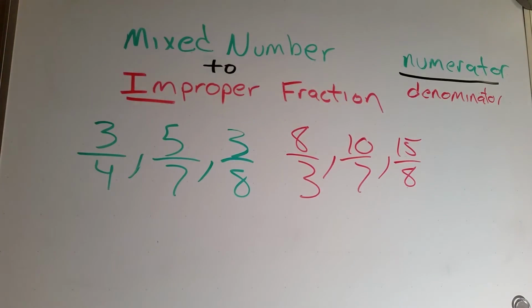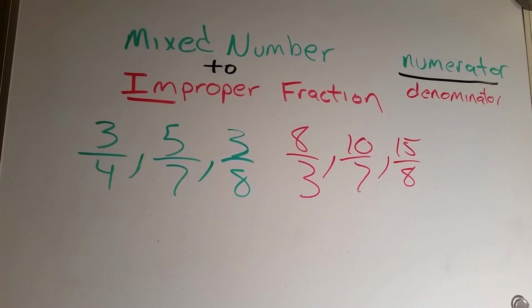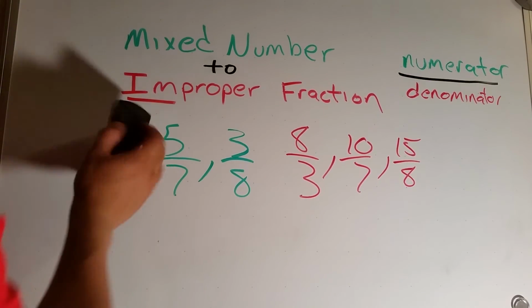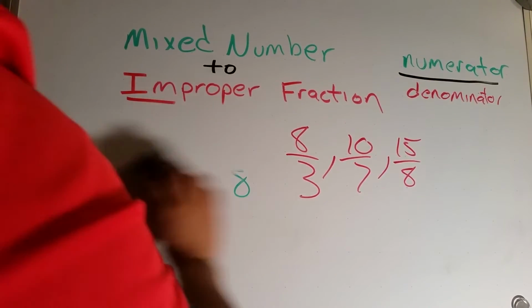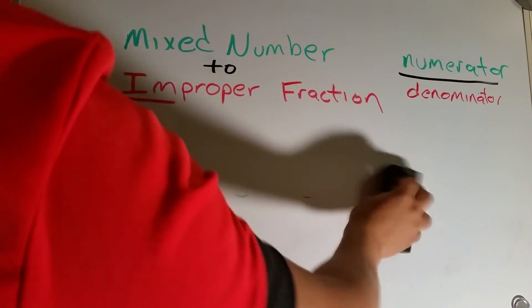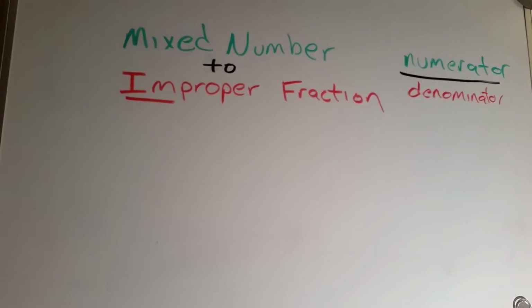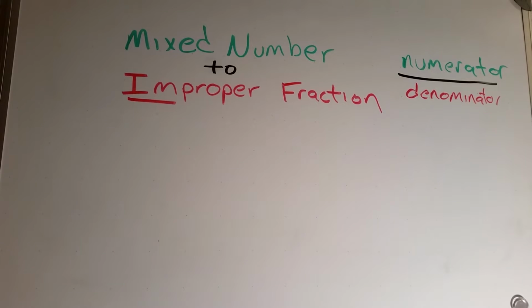As you can see on the improper fraction side, the numerator is bigger than the denominator. Now we're going to start with a mixed number. A mixed number is a whole number together with a fraction, so we're going to have a number and a fraction. We're going to start with 5 3/4.